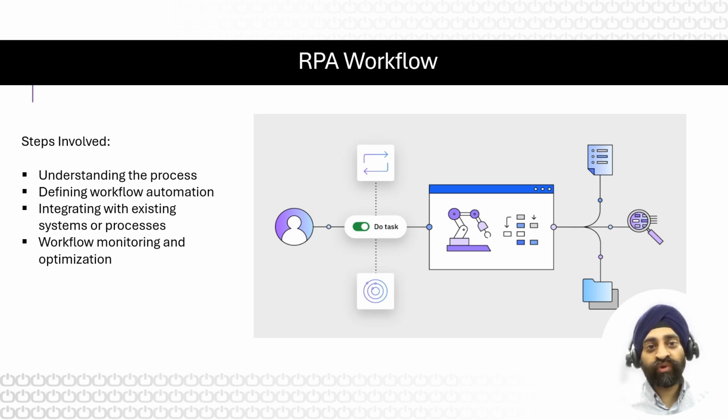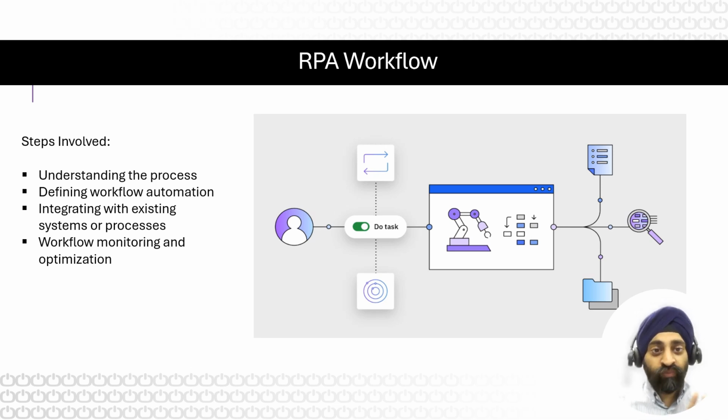Let's walk through the typical steps involved in an RPA workflow. First, we start with understanding the process. This involves mapping out the current manual steps and identifying which parts of the process can be automated. It is crucial to have a clear and detailed understanding of the process before moving forward.